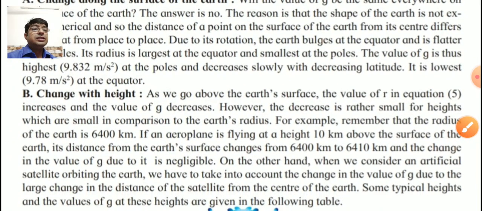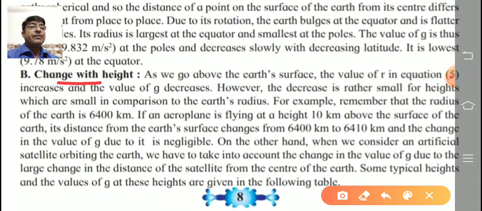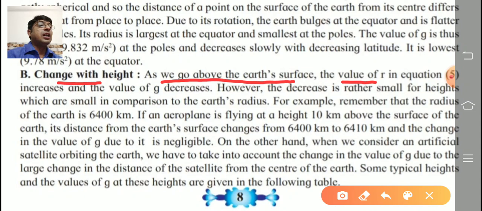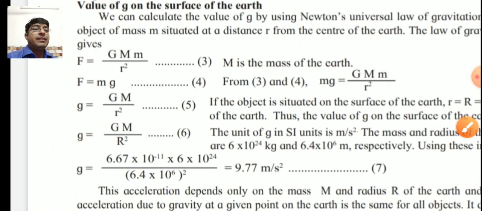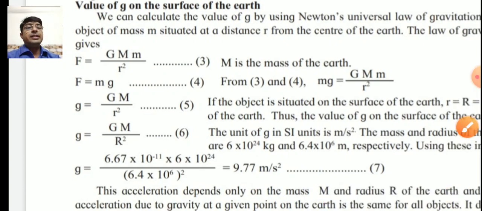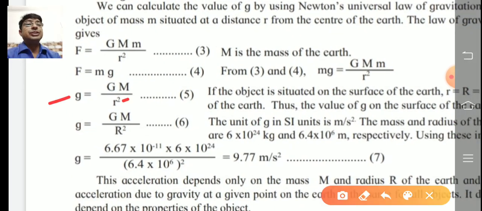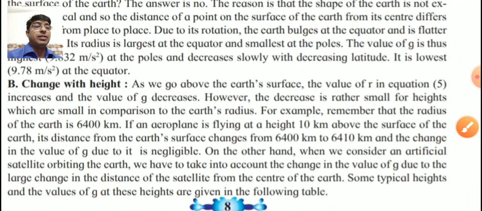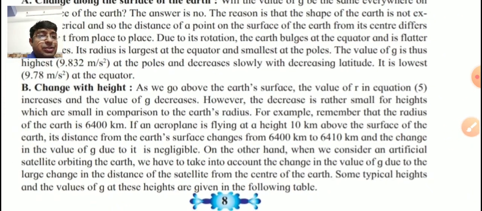Second point, change with height. As we go above the Earth's surface, the value of r, the radius in the above equation, increases, and the value of g decreases. Why? Because both these values are inversely proportional: r is in the denominator. So as the radius increases, the value of g decreases. That is what happens here. Some more explanation is given for us.